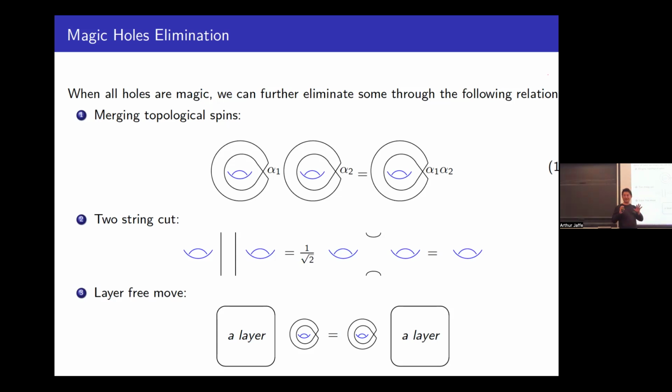This is another kind of handle slide relation for magic holes, and very useful. Think about that. You may have one magic hole here and one magic hole there, separated by the layer. But then you can move one freely to the other one and cancel them using the first relation. So essentially, if the network is not that complicated, then we can cancel those magic holes very efficiently.